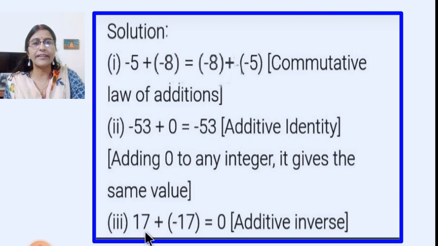Now next one, 17 plus, here a dash is given, is equal to 0. So what will you add to 17 so that you get 0? Of course, you will write the additive inverse of this number. So 17 plus minus 17 will be 0, because 17 plus minus 17 is 17 minus 17, and you will get 0. And this is the additive inverse.